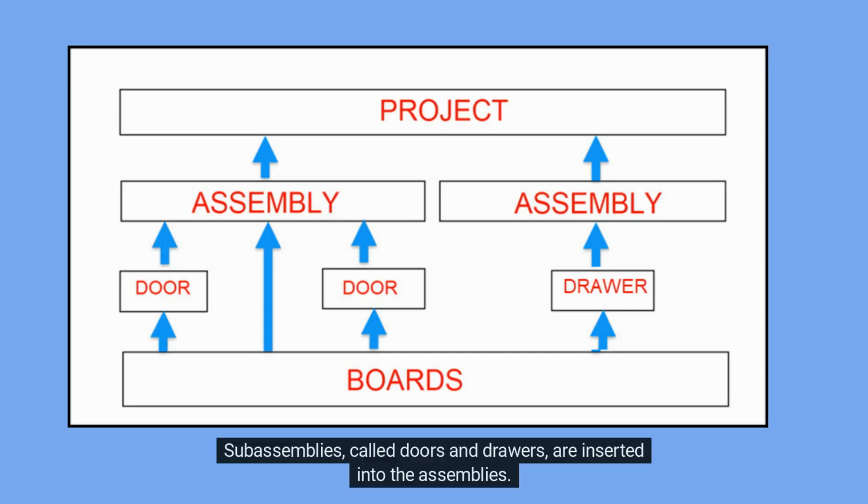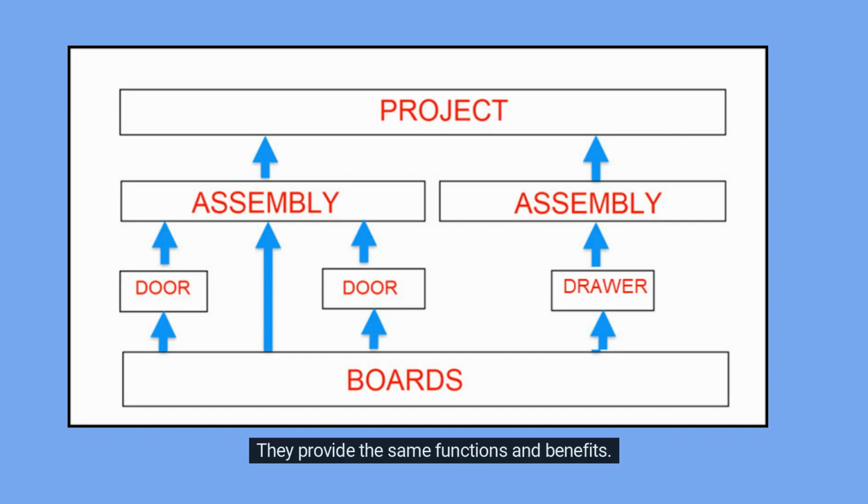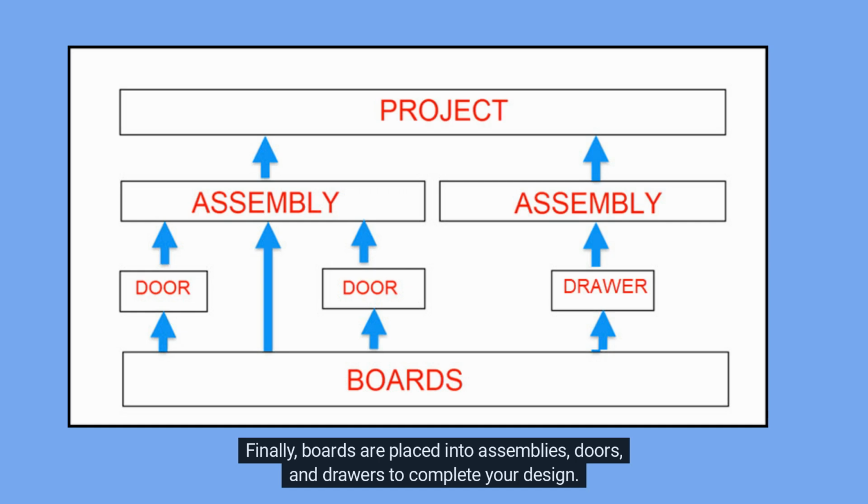Subassemblies, called doors and drawers, are inserted into the assemblies. They provide the same functions and benefits. Finally, boards are placed into assemblies, doors, and drawers to complete your design.